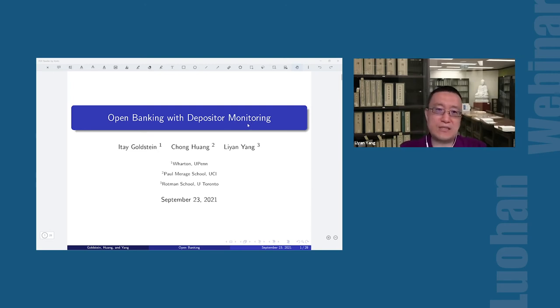The title of the paper is Open Banking with Depositor Monitoring. We started this project back in 2018 when we saw Canada discussing open banking issues. We paid attention to this issue and followed it for a long time, but the progress was a little bit slow, and only recently we got some progress. This is our first time presenting the paper, so any questions are welcome. The paper is still very preliminary now.